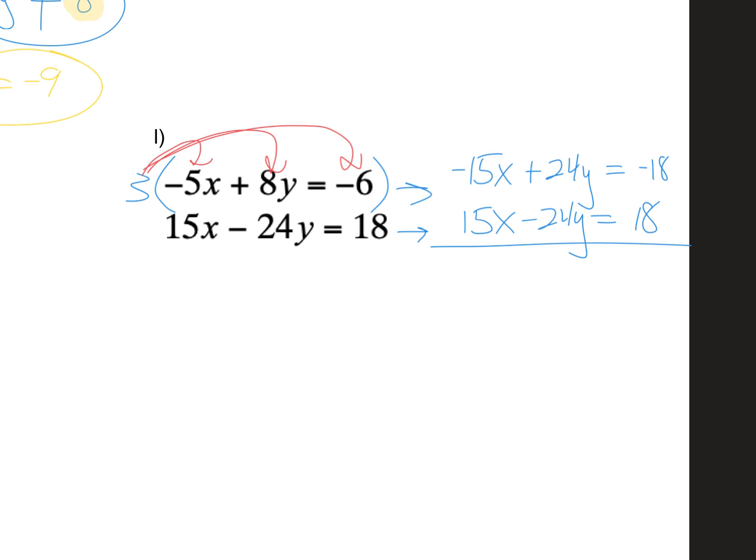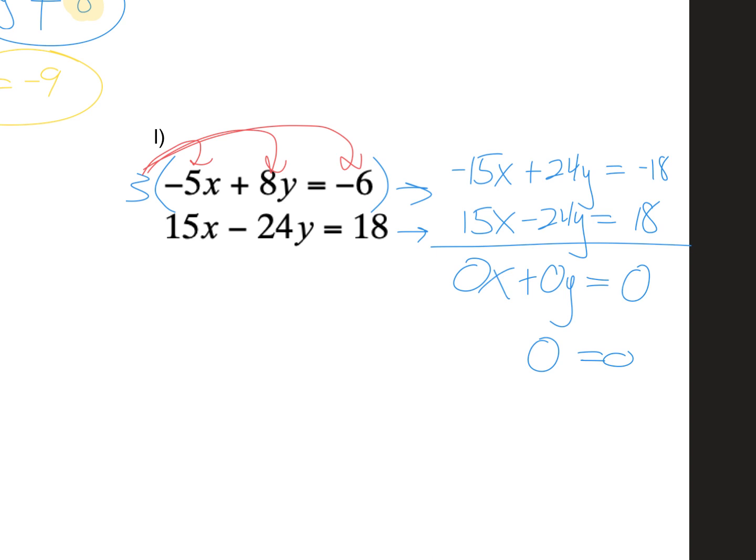Before I do, you notice anything? Anything interesting about these two equations? Well, if I look at my x terms, I have negative 15x and positive 15x. Well, I know those are going to add to 0x. Then I have 24y and negative 24y. Interesting, because that's also going to add to 0y. Equals, if I look at the right side, I have negative 18 and positive 18. Those add to 0. So this actually just simplifies to 0 equals 0.